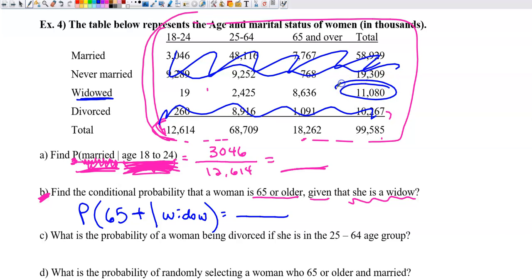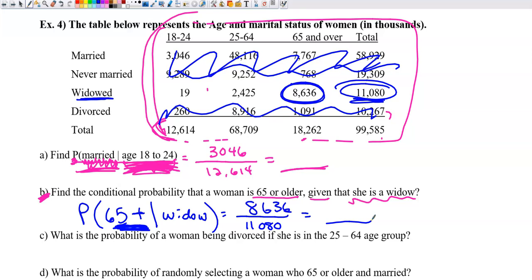So I know my total number of women that it could possibly be. Somehow I know that this woman's a widow. 11,080. I'm looking at her online profile or something, and it says that she's a widow. Well, how old is she then? Because she didn't want to put her age on there. What's the chance that she's 65 plus? 1180 on the bottom. Of those 1180, 8,636 were 65 plus. So whatever that is, pretty good chance that this woman who is a widow is 65 or older.